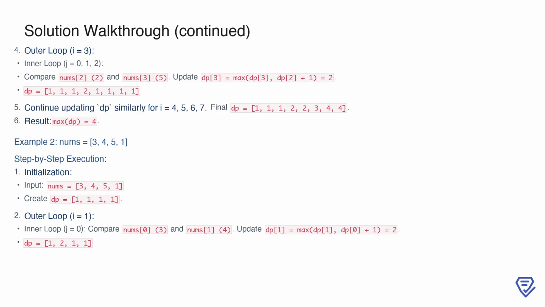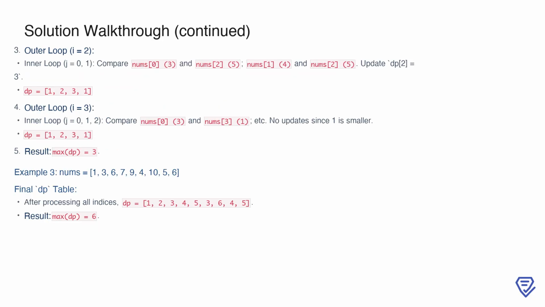Moving to another example, nums equals 3, 4, 5, 1, we initialize DP as 1, 1, 1, 1. For i equals 1, comparing nums[1] and nums[0], we find that 3 is less than 4, so we update DP[1] to 2, resulting in DP equals 1, 2, 1, 1.